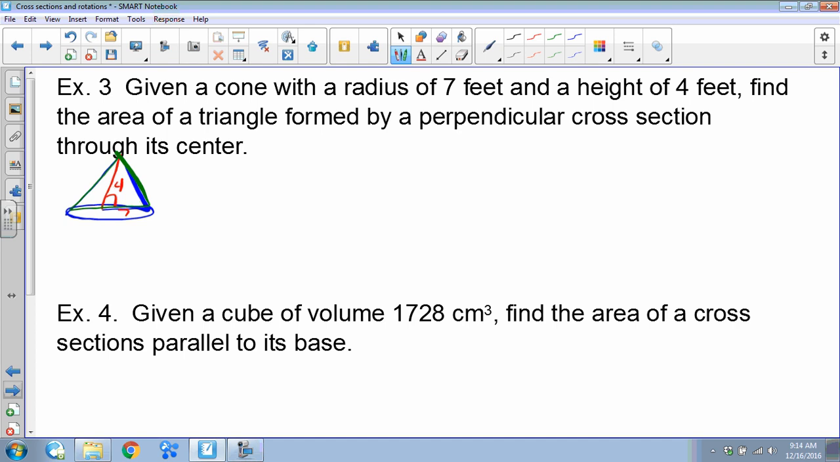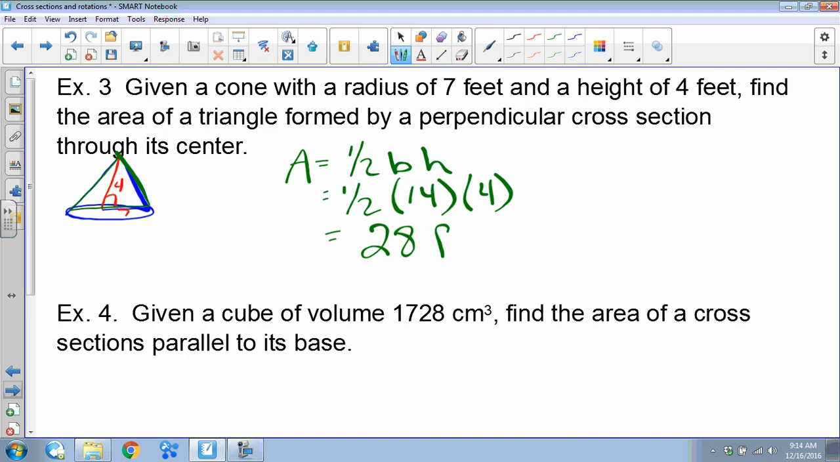Okay? And so the area of the triangle, what's the formula for area of a triangle? 1/2 base times height. So that's 1/2. The base is what? 14. And the height is 4. So sometimes they'll give you this slant height, and you'll have to go find the height. Okay, so you have to be careful. And so once you calculate that, you get 28 square feet.